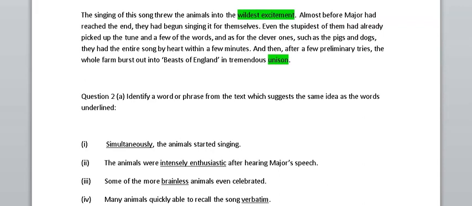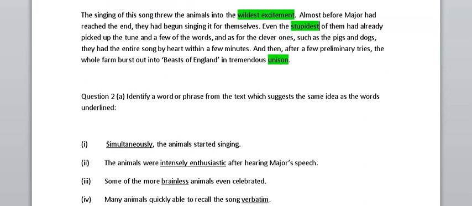Now the third strand hopefully should not cause too many problems. The third strand reads, some of the more brainless animals even celebrated. Now, of course, that adjective brainless refers to someone being unintelligent. So can you spot a word or a phrase which suggests that idea? Okay, the timer is on. 5, 4, 3, 2, 1. And hopefully you all managed to identify the word stupidest. I'm just going to highlight that.